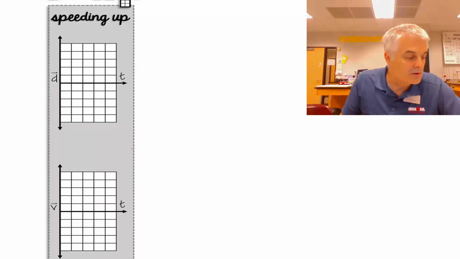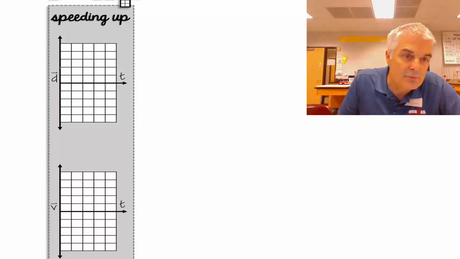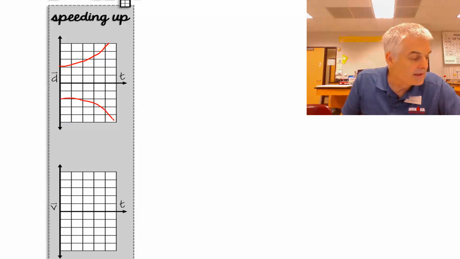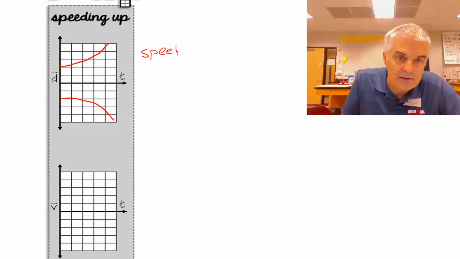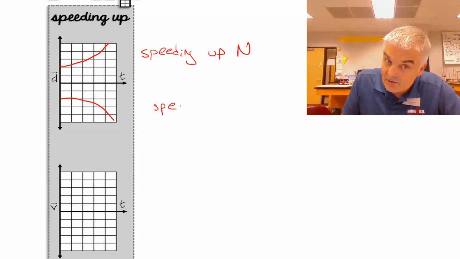All right, what about when you're speeding up? If you recall, speeding up in a DT graph looks like a curve. Or, of course, we've also got this one, right? And this is speeding up south. So let's make a note here. This is speeding up, say, north. And this is speeding up south. You're still getting faster.